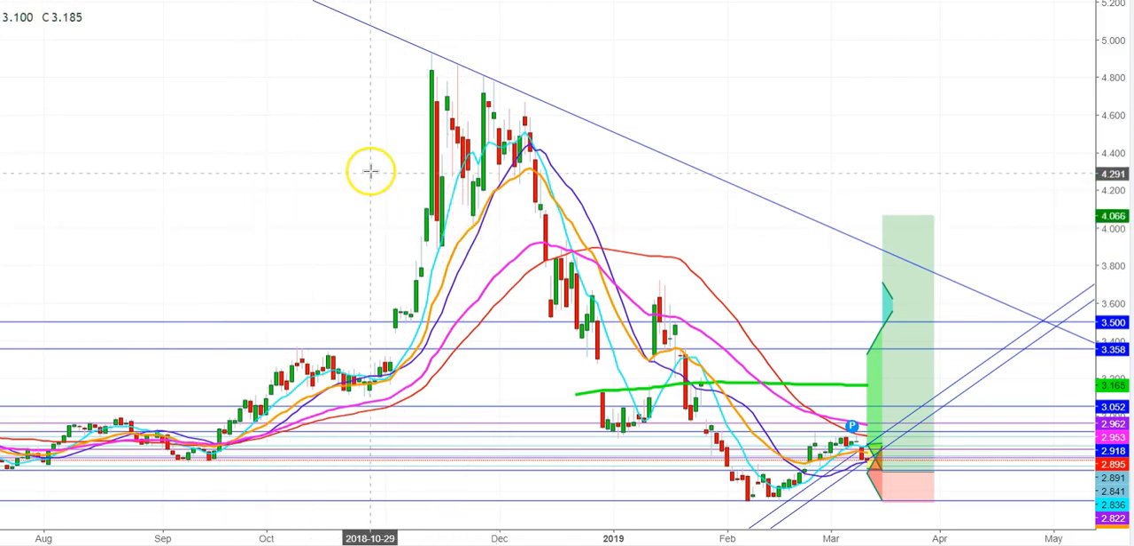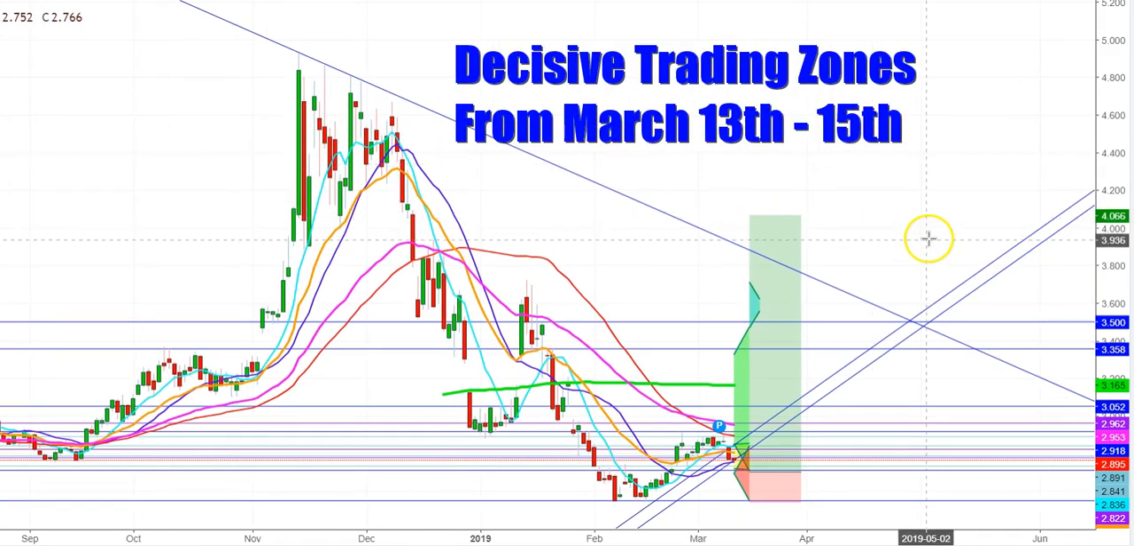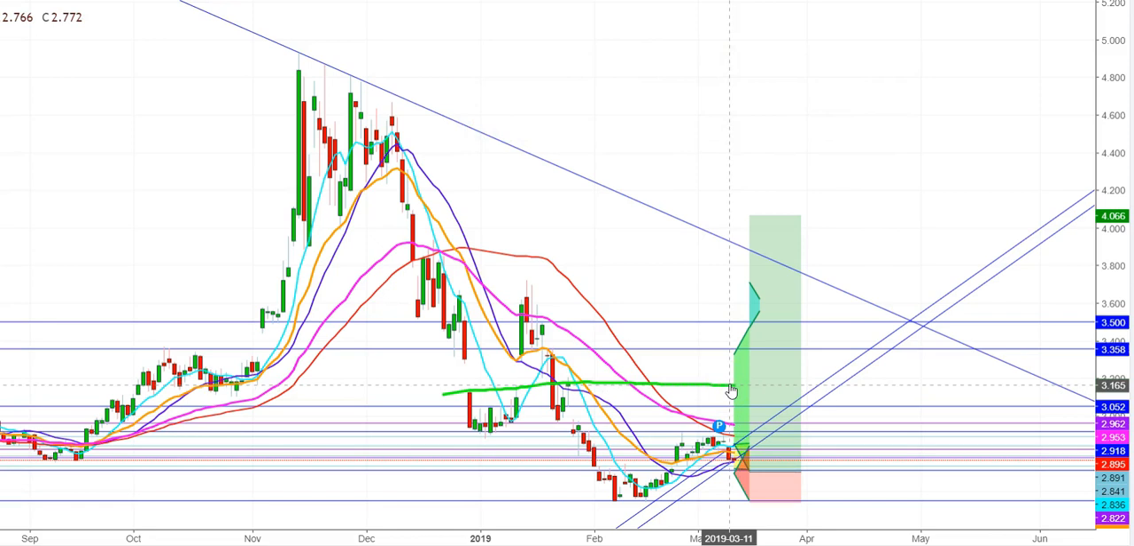Now I would like to tell you what I expect from the natural gas futures for the upcoming trading sessions. So friends, this is a daily chart of natural gas futures where I have constructed some decisive trading zones which will define the directional moves of the natural gas futures, where they are going to remain during the next 2 trading sessions till the weekly closing. I find the natural gas futures will try to test the 200 days moving average up to weekly closing, which is currently at the level of $3.165.